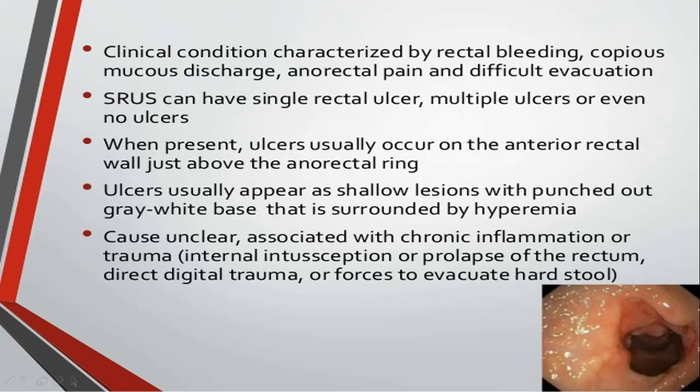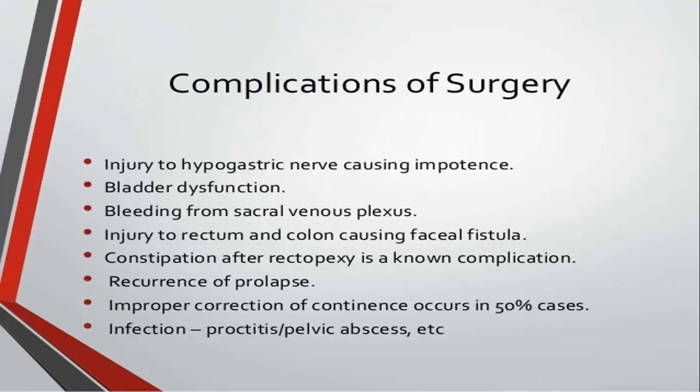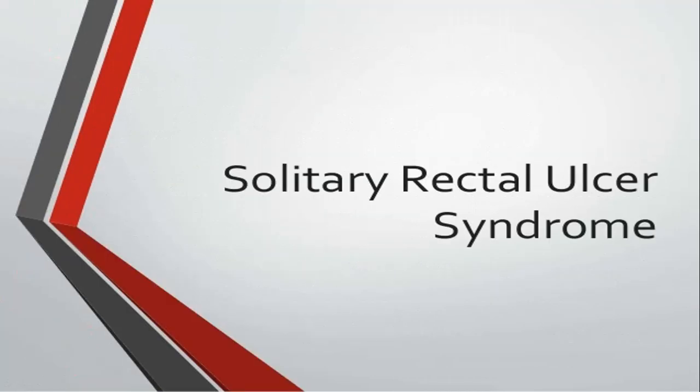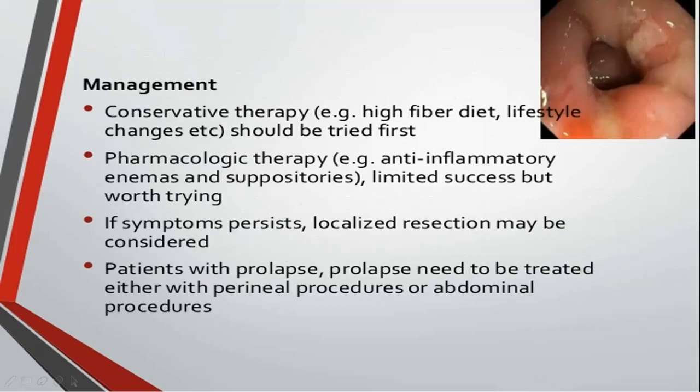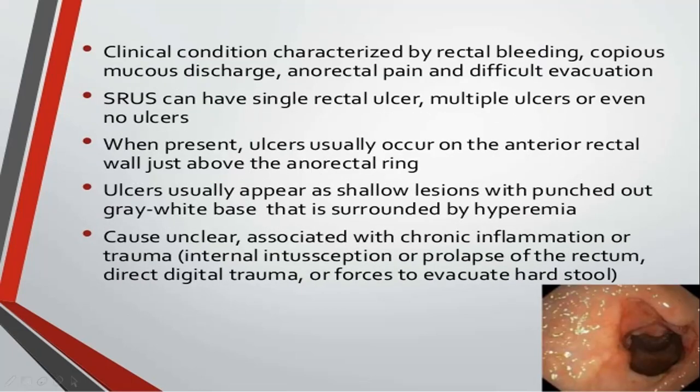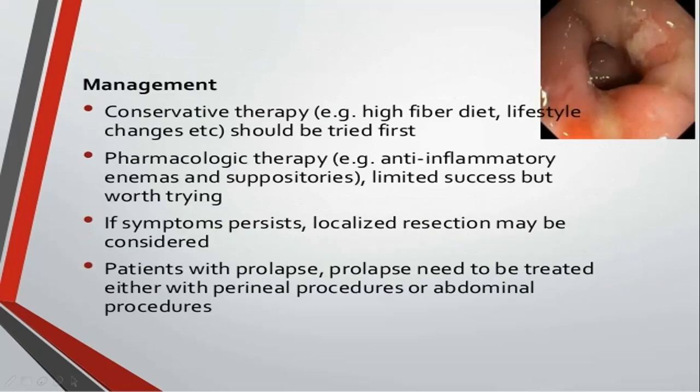You can see this in the image. This is a colonoscopy or sigmoidoscopy image. You can see these folding areas. This is an image of the endoscopic area. You can see this gray-white area, which is showing the ulcers.